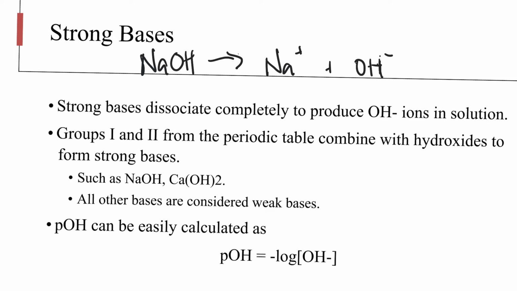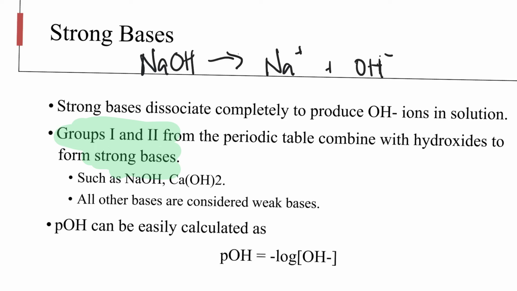Now, when it comes to strong bases, just like the strong acids, there's a list of them that you have to memorize. That list is basically from the periodic table, group 1 and group 2. Group 1 is the alkali metals, lithium, sodium, those guys, and group 2 are your magnesiums, calciums, berylliums. So group 1 and group 2 metals with hydroxides, you can rightfully assume that they're strong bases. Anything else, you can assume they're weak bases.